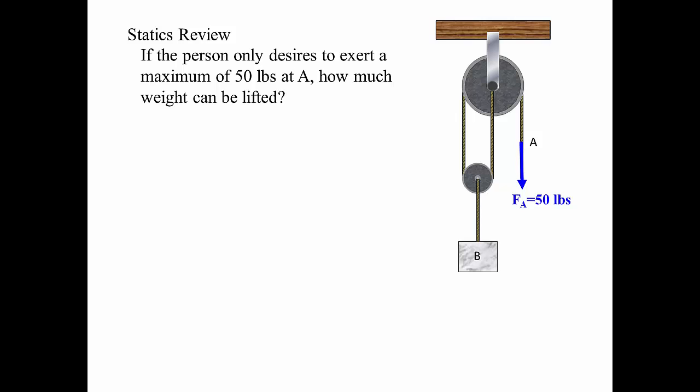Well, in order to solve this problem, we'll take the pulley at B and draw a free body diagram. Here's our pulley with our weight. There are two ropes coming up from the pulley, each having an equal tension. The tension in the rope is the same as the tension that's being placed on the system at A, so we have 50 pounds in each cable. We want to know what the weight of the block is.